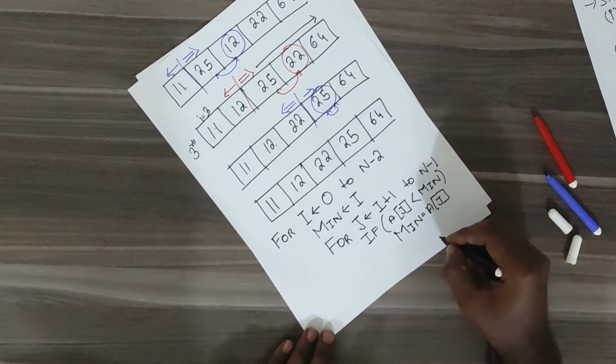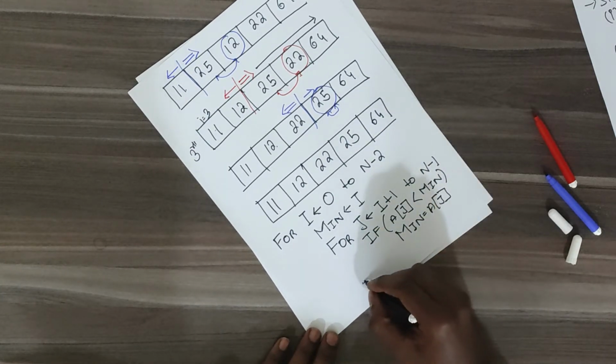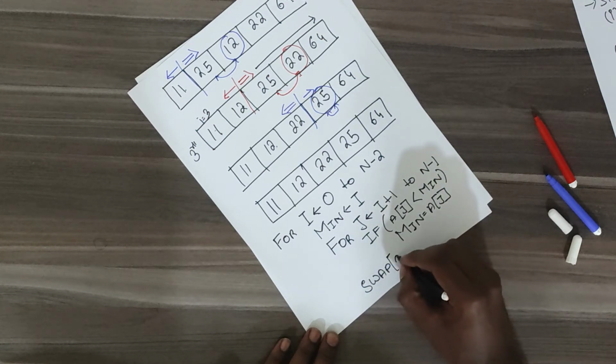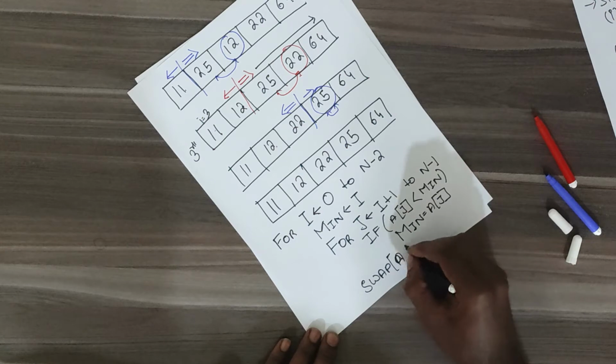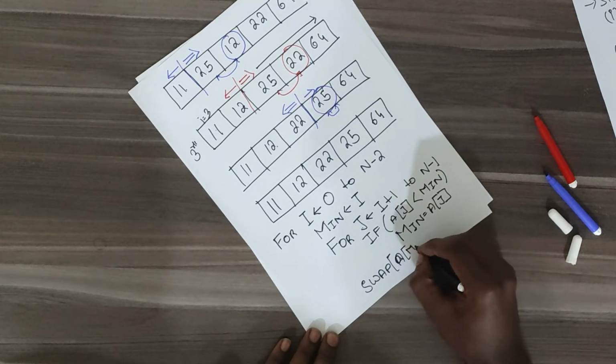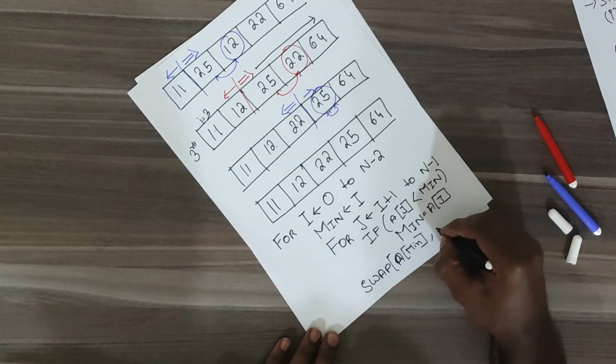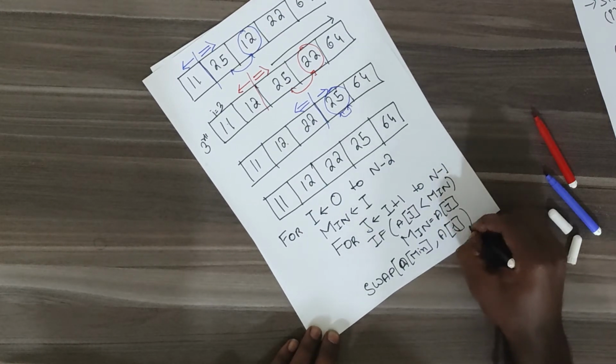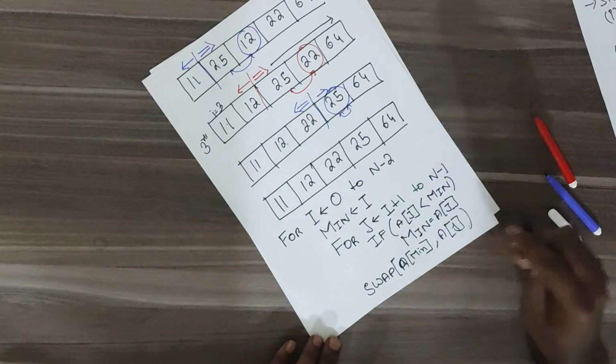After finding the smallest element, I have to swap a of min and a of j. So this is our algorithm for selection sort.